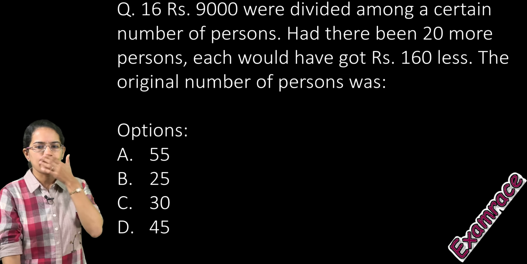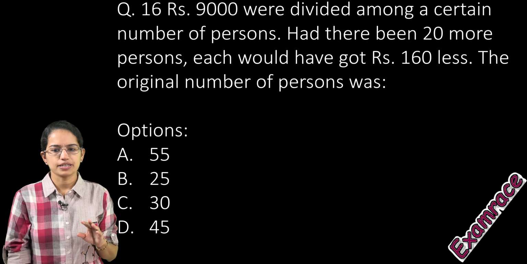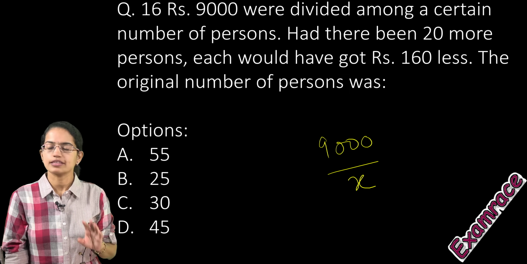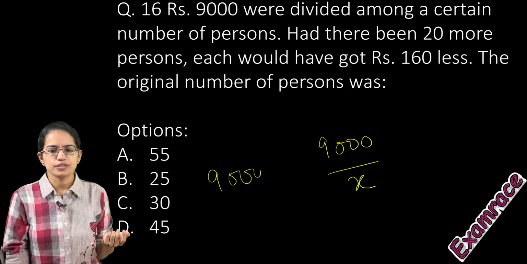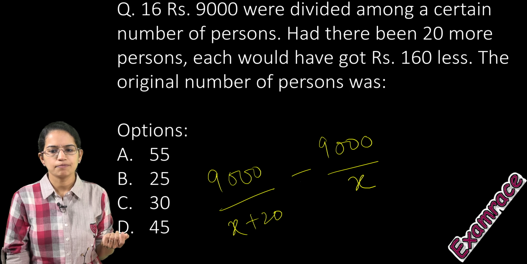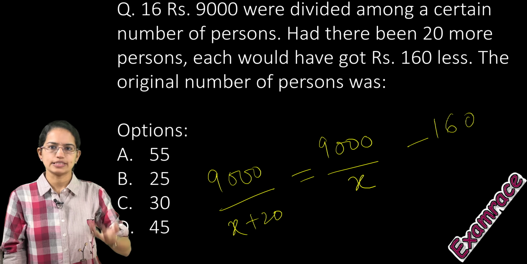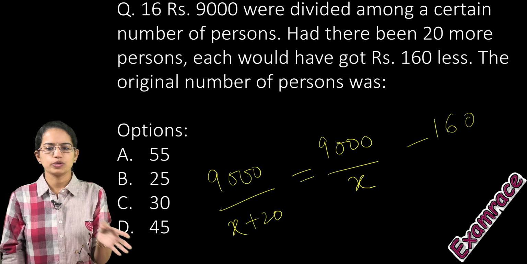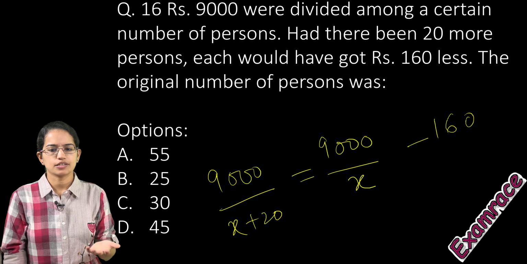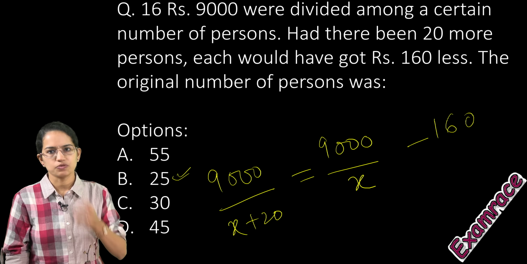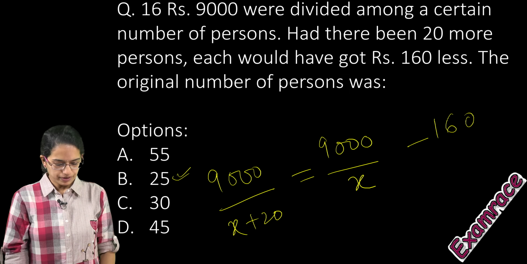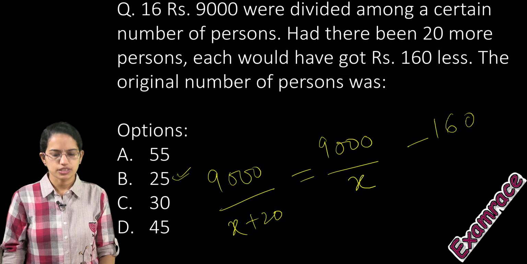Now here you have 9,000 being divided among persons. So let's say the number of persons is x, so 9,000 is divided among x people. Had there been 20 more people, this 9,000 would be divided into how much? x plus 20, and this would make each person get how much less? 160 less. So that's the equation that has come up. Now when you solve this equation, the only positive value for x that you would get is 25. So 25 becomes your right answer for this question.